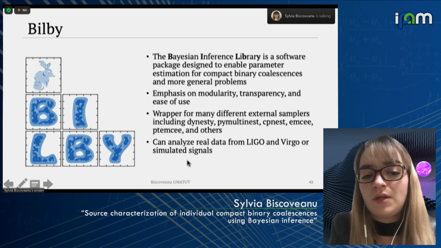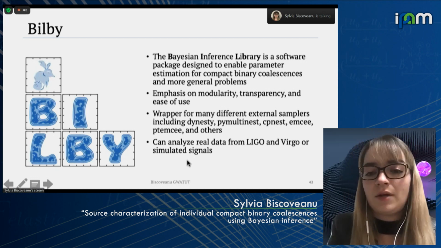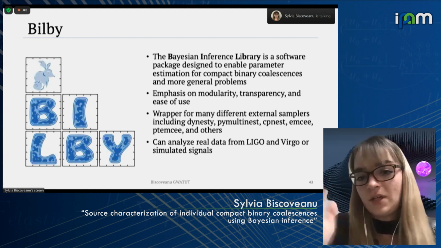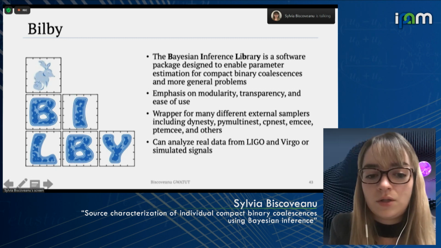And it can be used to analyze real LIGO data or simulated signals, compact binaries, supernovae, sine Gaussians, whatever sort of astrophysical signal you want to consider.